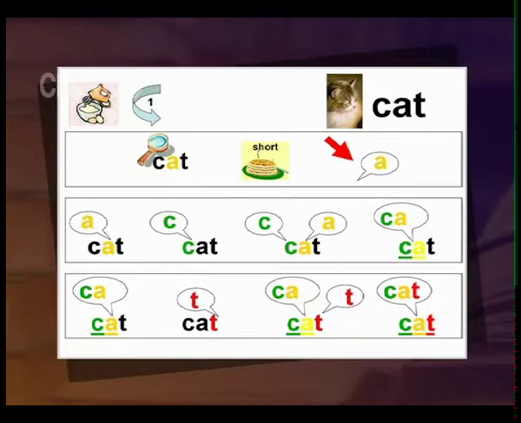Sound blending. Sound blending is the ability to synthesize sounds into a complete word. Children with this difficulty are unable to blend M-A-T into the word mat. The three phonemes of this word remain as separate sounds.